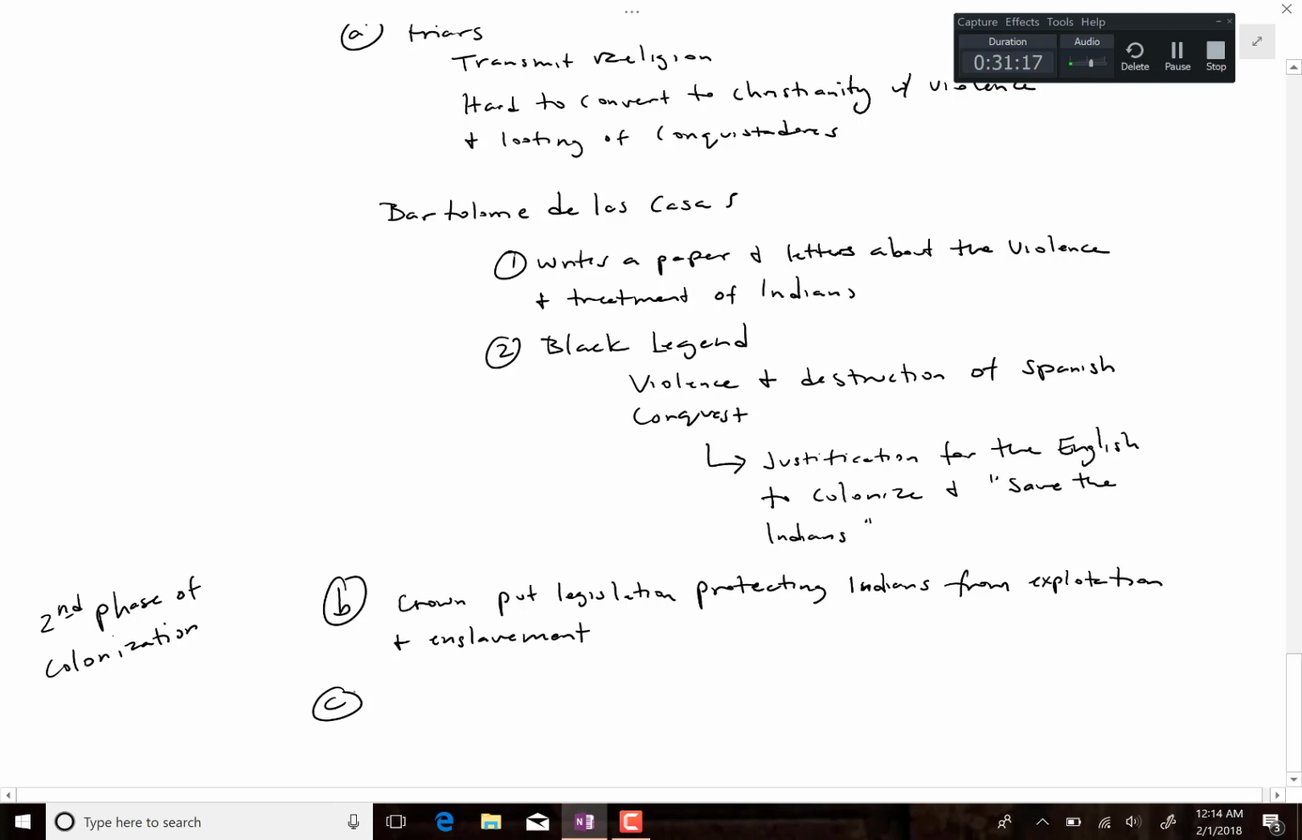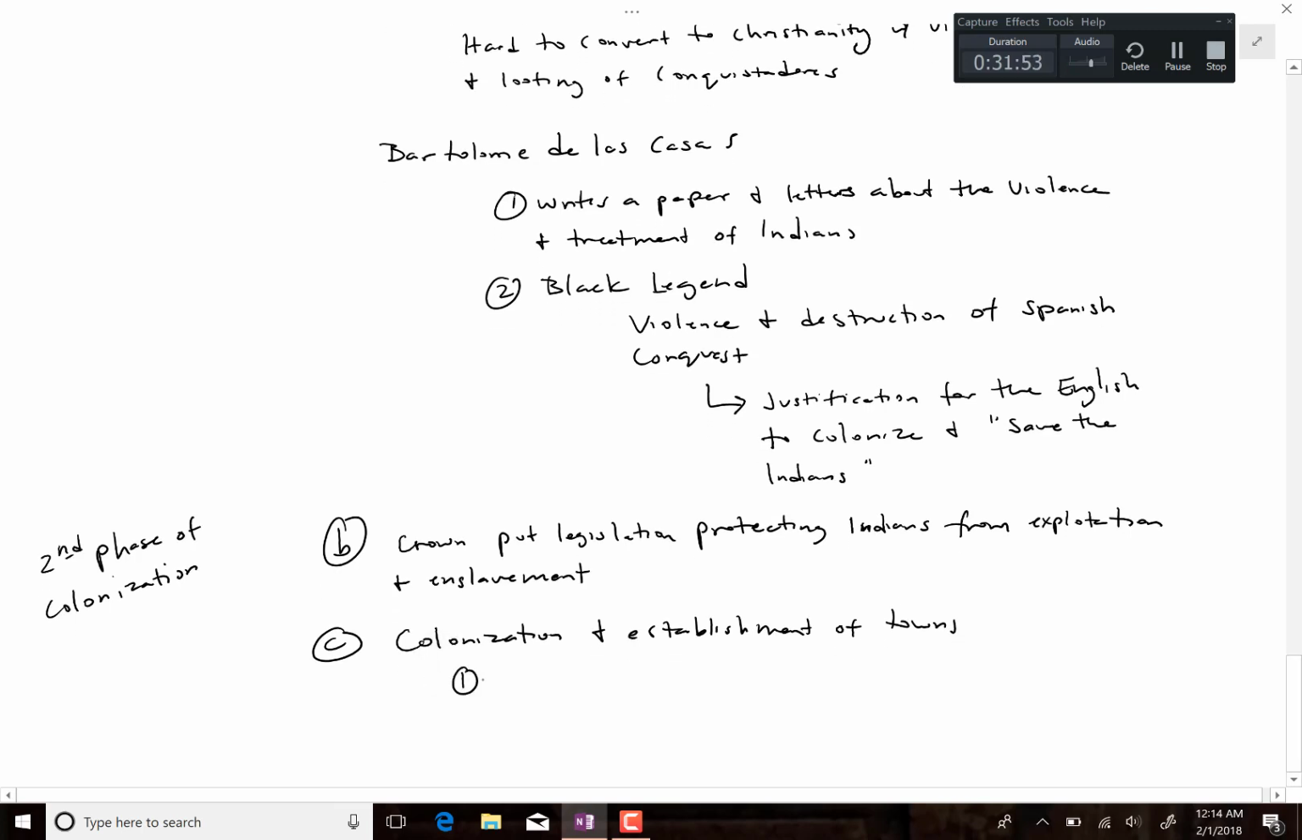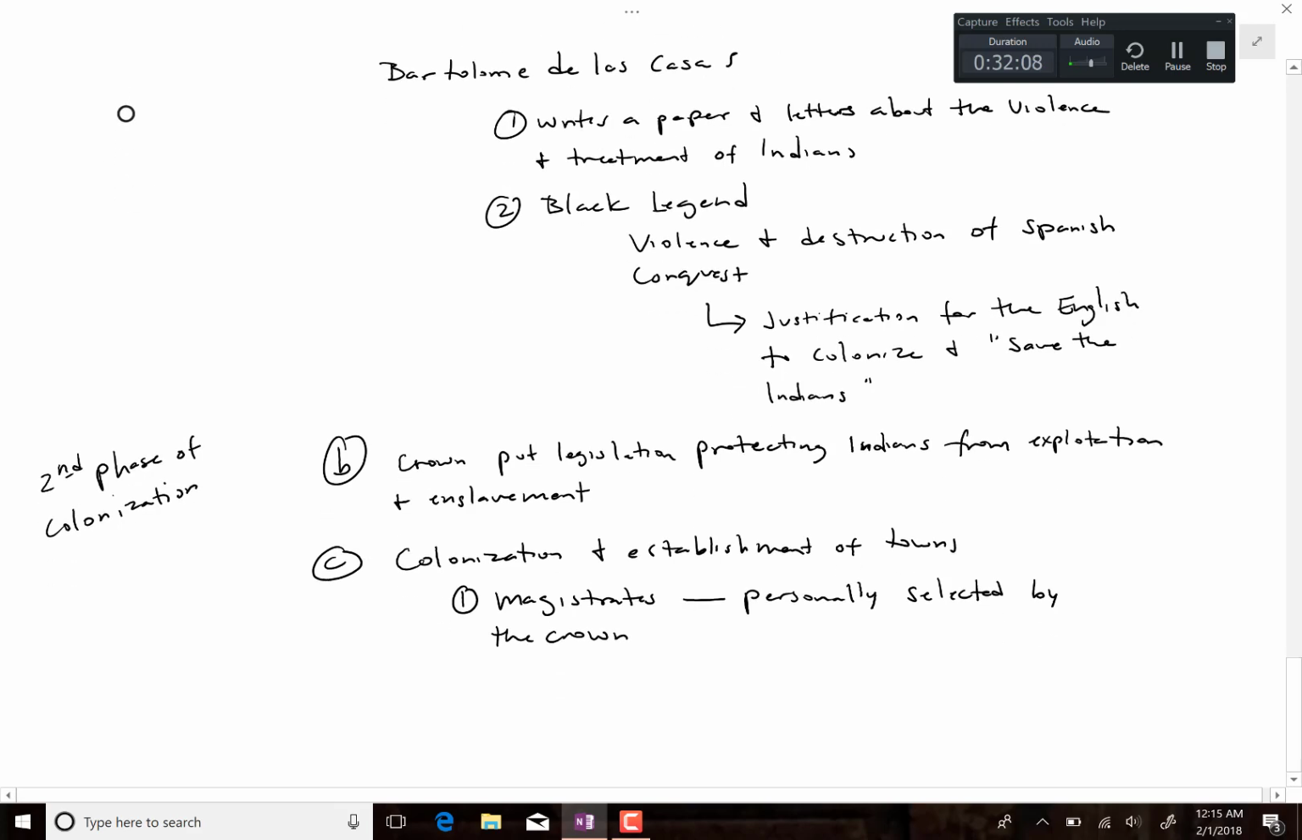What they did is they said, well, they changed it from conquest to pacification, and then said that there was going to actually be a bureaucratic system that was directly, basically not only loyal but held accountable to Spain. So they changed to now the idea of actual colonization and establishment of towns. And in these towns, then you had magistrates that were personally selected by the crown, and they started sending people over too, right?